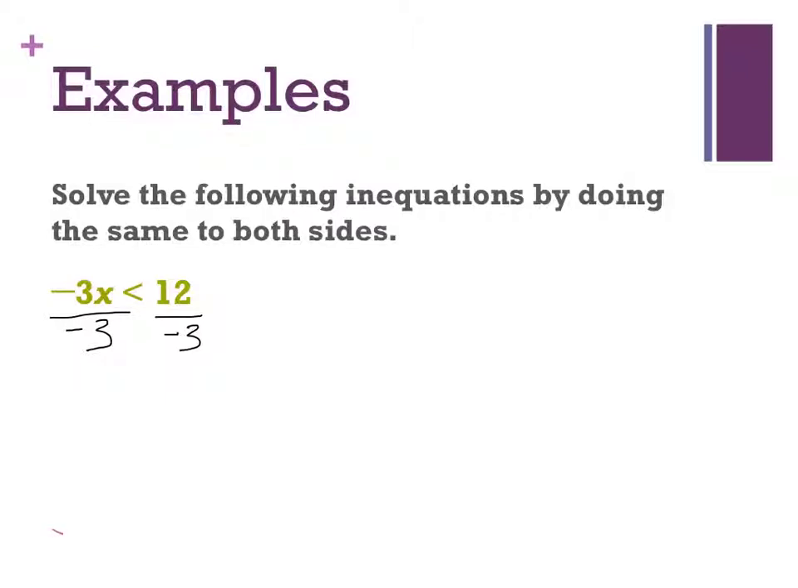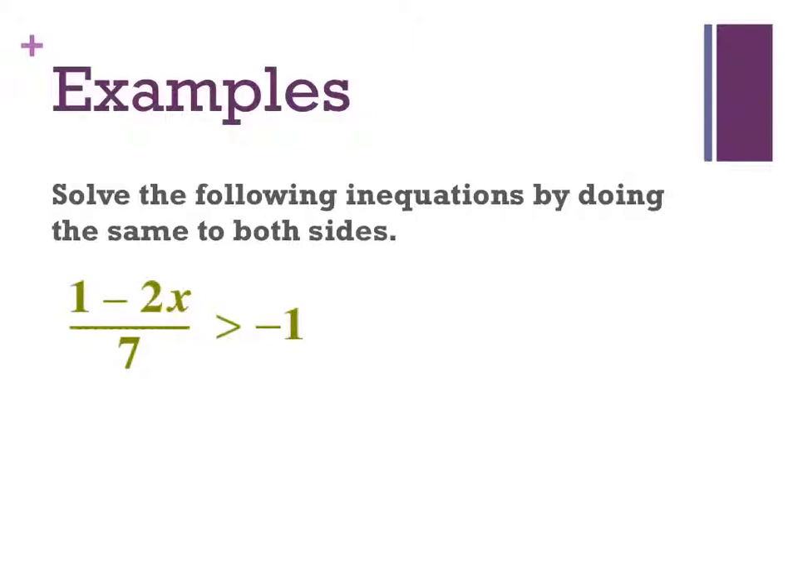Stop. What was that thing I wrote down before? I said if I'm multiplying or dividing a side by a negative number, I must reverse the inequality sign. So this actually becomes x is greater than 12 divided by -3 is -4, okay? So what's happened there is this sign I have flipped because I have been dividing by a negative number. I've been dividing both sides by a negative number, so I must flip my sign.